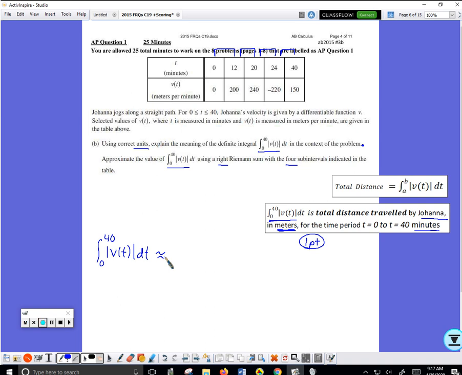I look at the first subinterval. I'll do kind of a color-coded thing here, maybe it will help. So I go to the first subinterval, I pick the value of the velocity that is on the right. I have to take the absolute value of that velocity. Well, the absolute value of 200 is 200. I then must multiply by the dt, or change in time for that subinterval. That dt is 12 from 0 to 12.